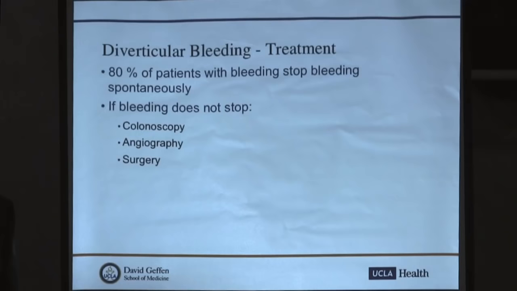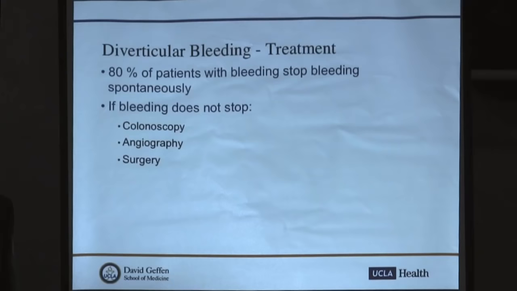And then when patients do present with diverticular bleeding, 80% of patients stop bleeding on their own. In 20% of patients, they continue to bleed, and we actually have to take measures to stop the bleeding. Measures to stop bleeding include colonoscopy, which I'll come to, the different measures we take during colonoscopy to stop bleeding. Angiography is another method that we use to stop bleeding. And if some of these measures, which are considered not so invasive, do not work, then we often do surgery.